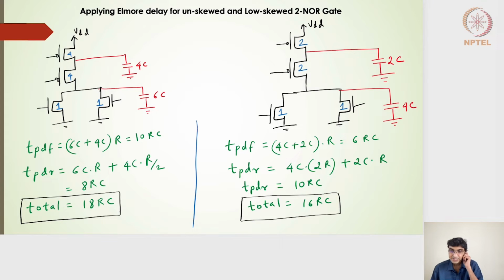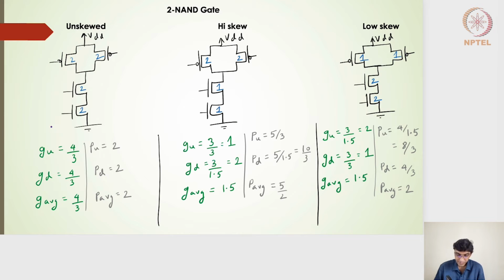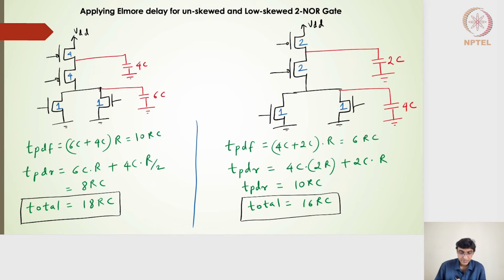Now, what we had seen is for a 2-input NAND gate and for a 2-input NOR gate, we realized that the logical effort for a 2-input NOR gate turns out to be best for a low-skew 2-input NOR gate. Whereas for a NAND gate, let me go back to the NAND gate. For a NAND gate, we noticed that the logical effort and the average parasitics turn out to be best for the unskewed one compared to the other gates. So what it really means is somewhere the skewing will help me to reduce the overall delay.